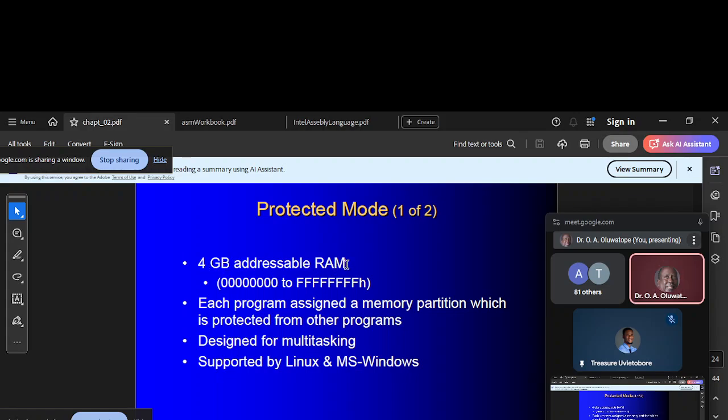Now, protected mode provides 32 bits. So it means that 4 gigabytes of memory space is addressable. And what does that mean? If you look at my screen, it starts from 0 0 0 0 0 0 0 0. Each zero is 4 bits. So 4 times 8 gives 32, and it ends at FFFFFFFF. Each F is 4 bits. So this is 4 gigabytes of memory space.